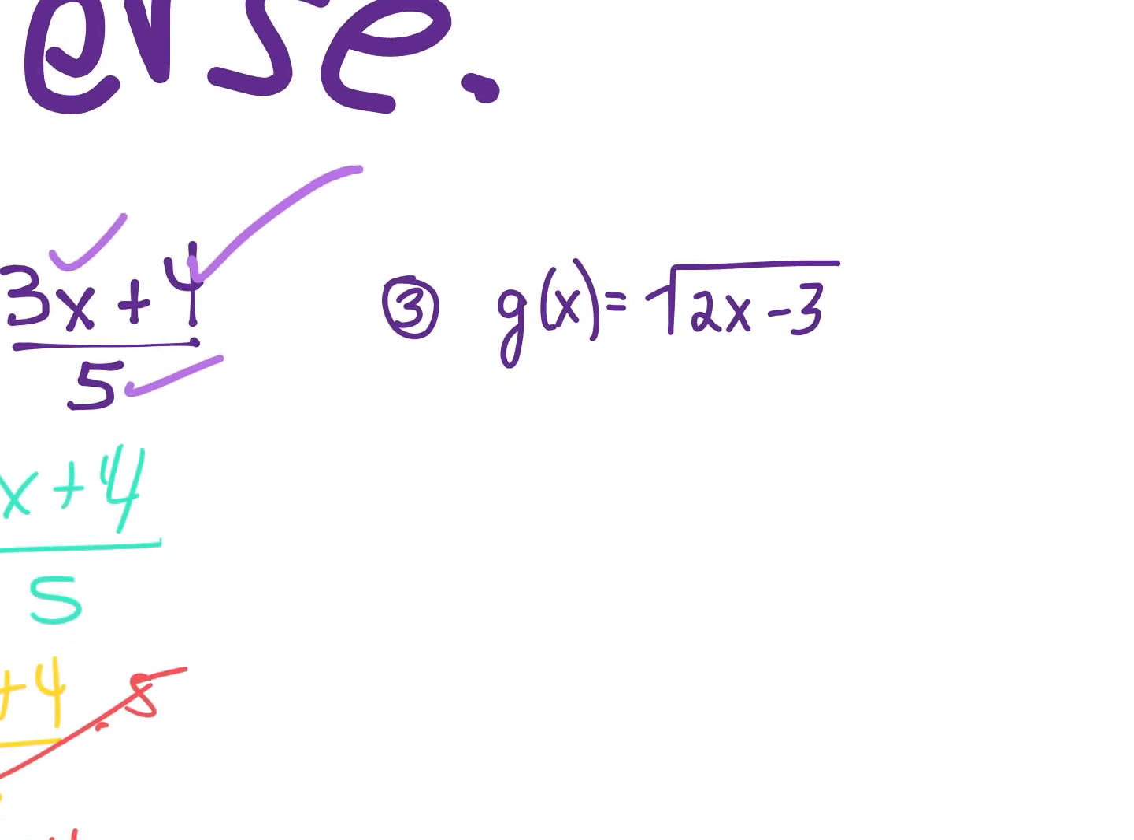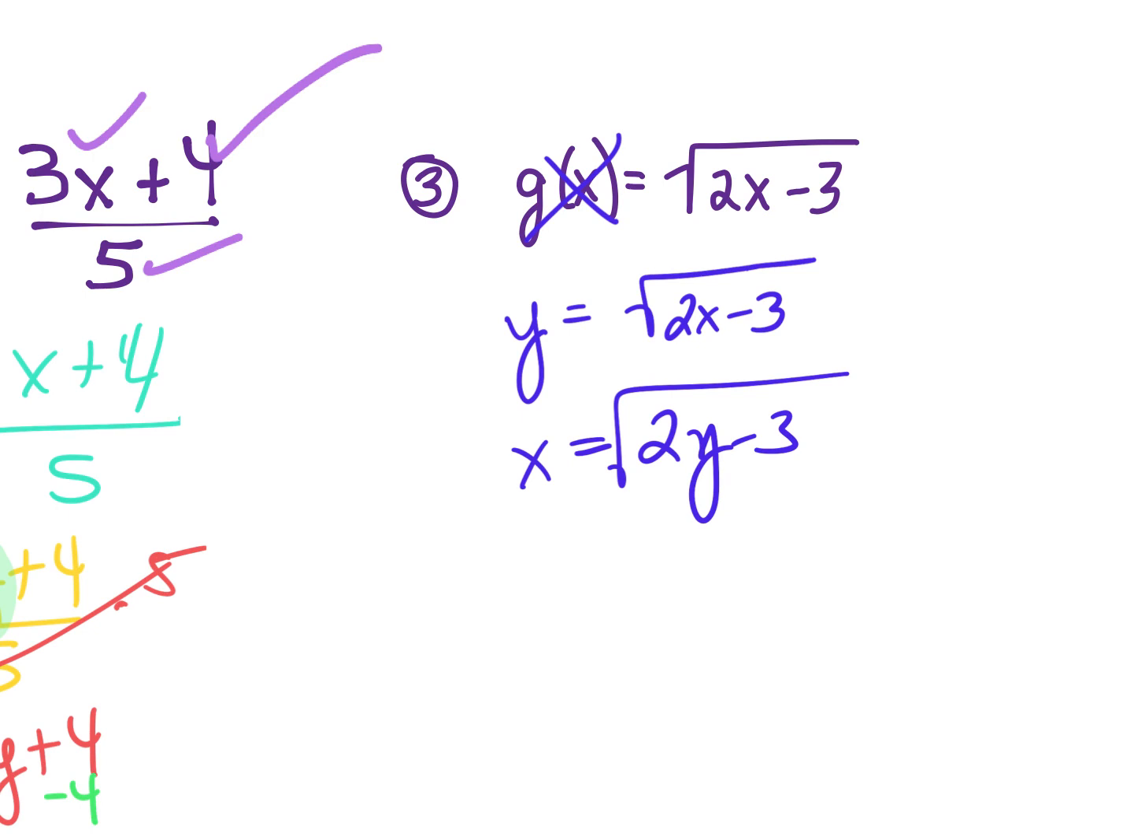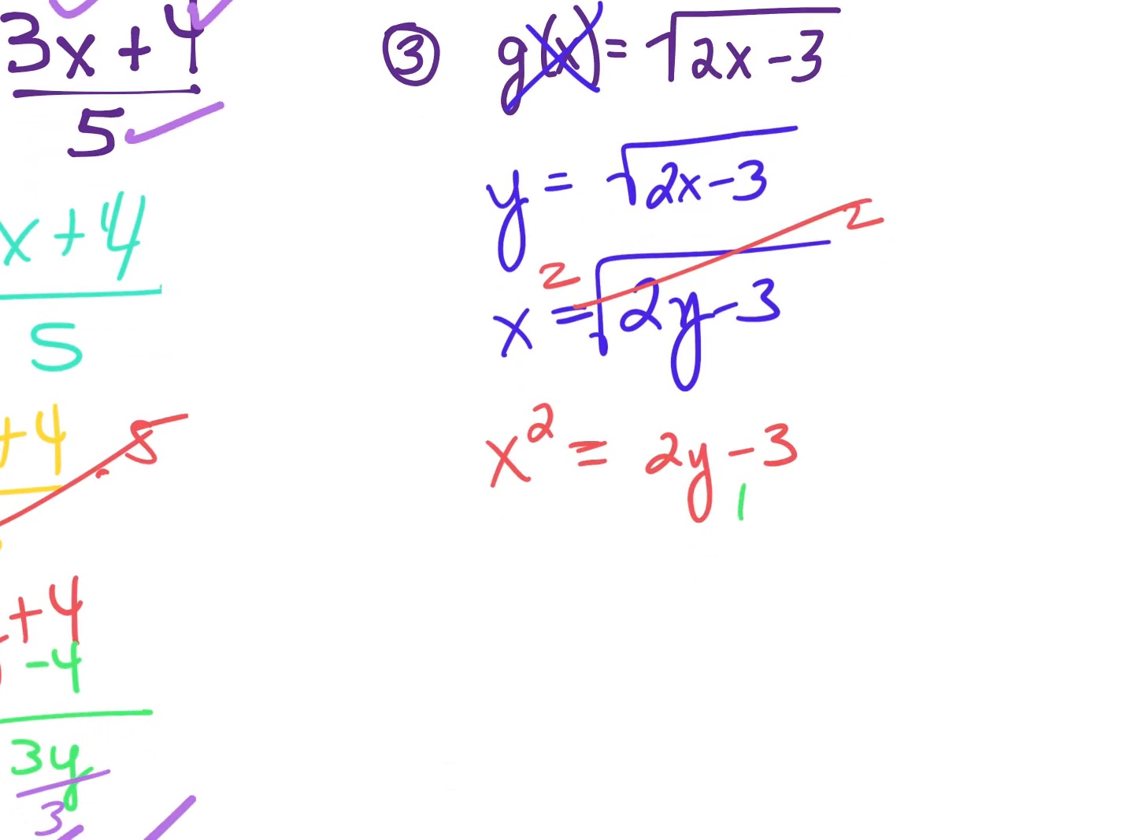I need to algebraically find the inverse. So that means I cross off g of x and I put a y. So y equals the square root of 2x minus 3. Switch x and y. So x equals square root of 2y minus 3. Now it's the opposite of square root. So if I square this side, then I have to square this side. So I have x squared equals, when you square a square root, it cancels out. So you have 2y minus 3. Now what? Add 3.